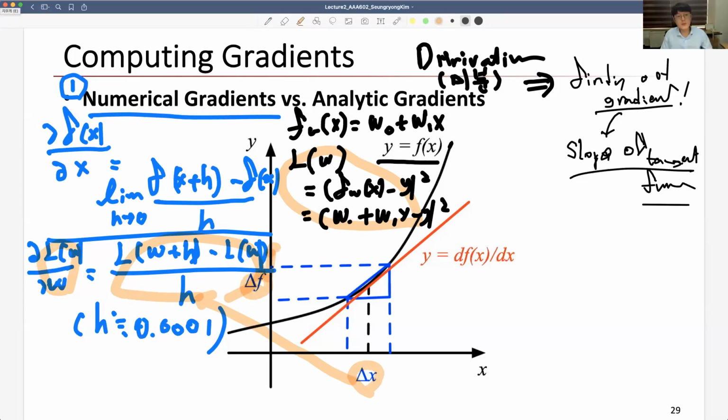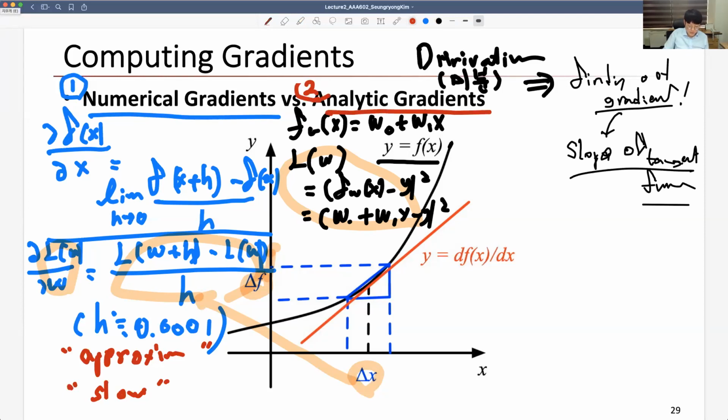By using this numerical gradient, we can optimize our parameter as well, but actually it's not optimal, right? It's just an approximation, and it's very slow, right? So we need another way to compute the gradient. That's why we introduced the analytic gradient here. So what is the analytic gradient?